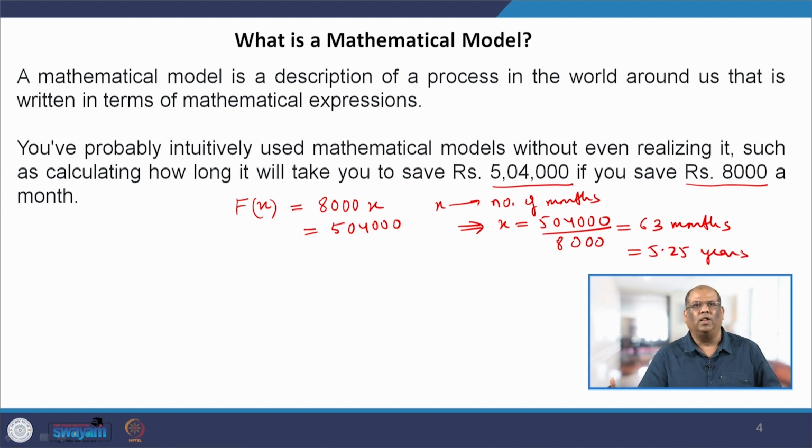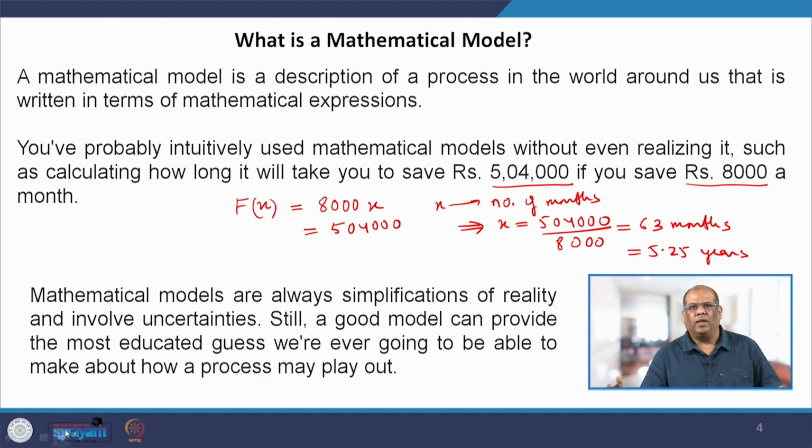So, some sort of doable thing. If you can save this 8,000 rupees for 5.25 years, you will be able to afford the car. Now, as you can see, this model is a simplification of the reality. How? Because when you are saving this money, obviously you are not going to keep this money at home. Obviously, you want to put it in the bank, and you can put it in a recurring deposit, which will earn you some interest, and you can afford that car in much less time than calculated in this mathematical model.